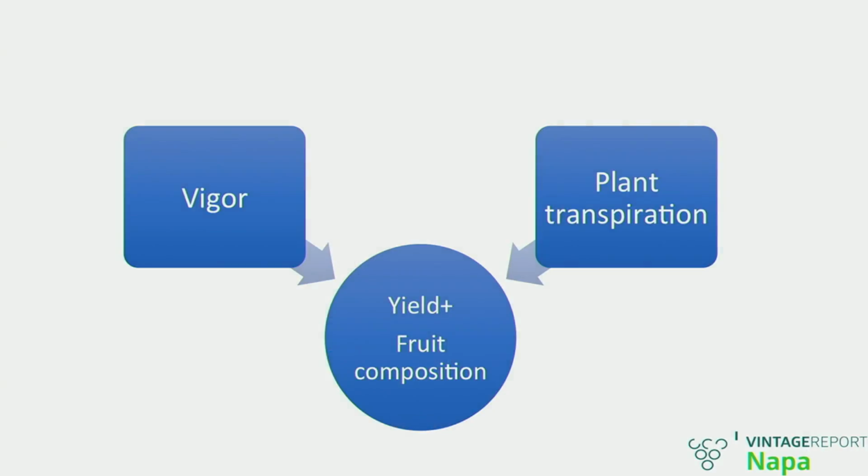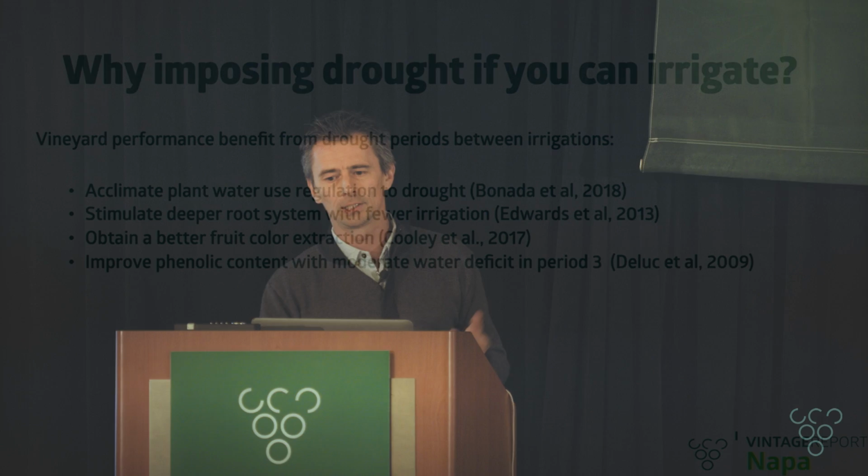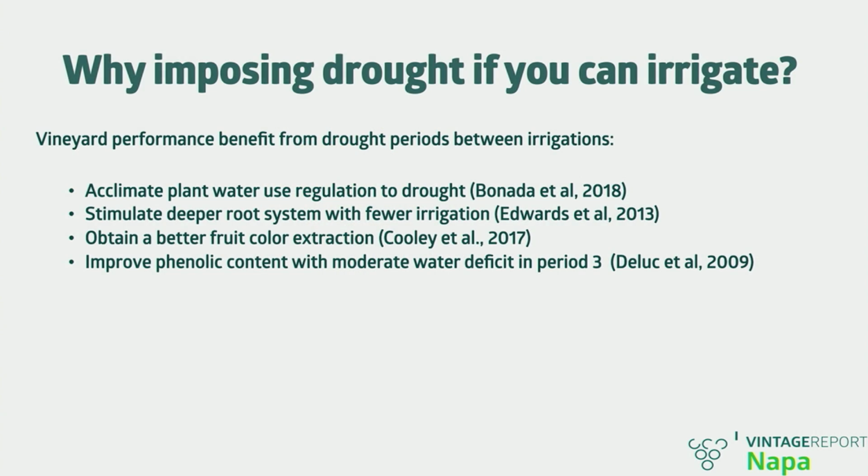So to summarize what I'm saying, the goal of refining irrigation threshold in viticulture, I'm speaking in very broad terms, is to single out the effect that vigor variation has, so spatial variations, from the effect that plant transpiration variation has, so temporal variations, on yield and fruit composition. But before I let Sudeshna explain her work, why even impose drought if we can irrigate?